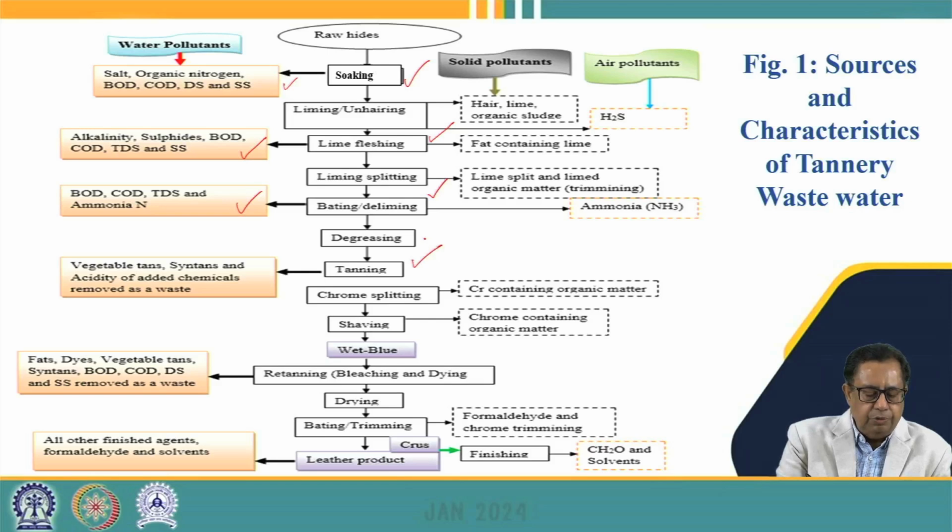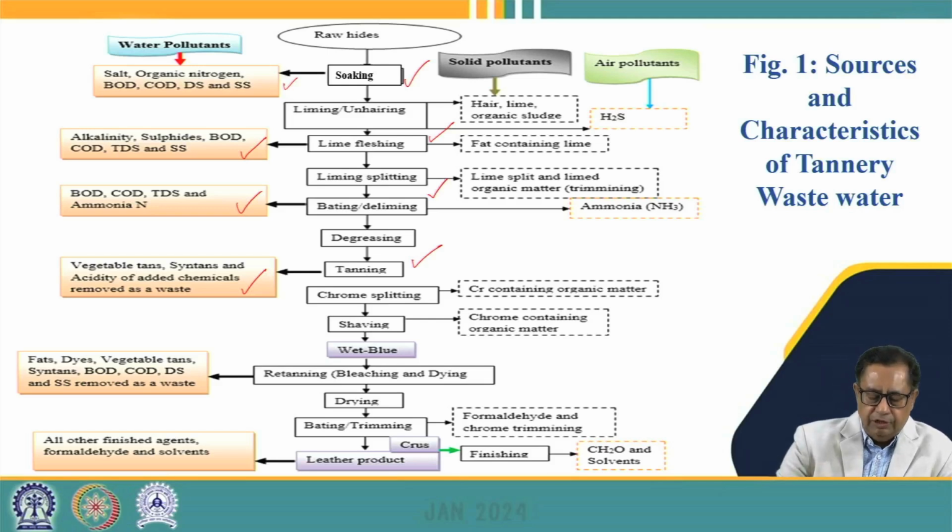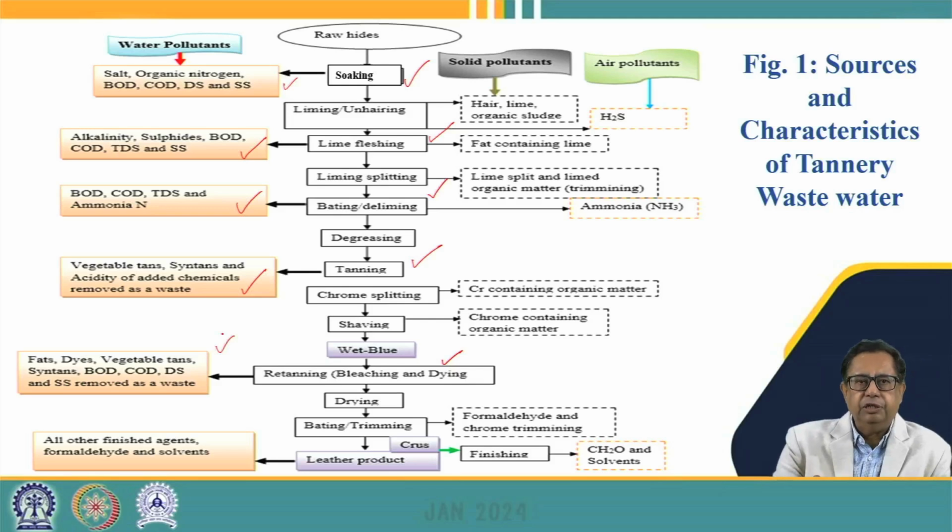So when we talk of the tanning process, it may contain a lot of vegetable tans, it may also contain synthetic tanning agents, it may contain acids because of the added chemicals so that the pH can be lowered, because of which the pH of this tanning liquor is low. And similarly, when we go for the retanning process, after which we go for bleaching and dyeing process, in that case, a lot of fats, dyes, the vegetable tans, the synthetic tans, BOD, COD, dissolved solids and suspended solids form a part of the wastewater.